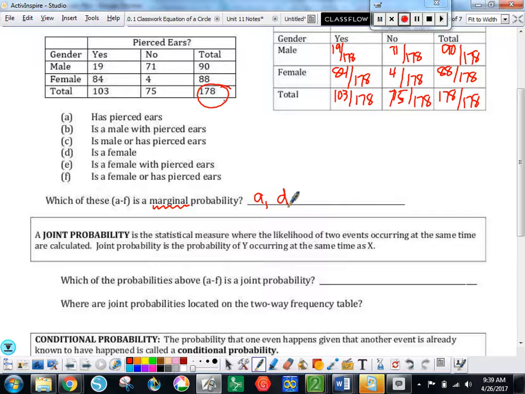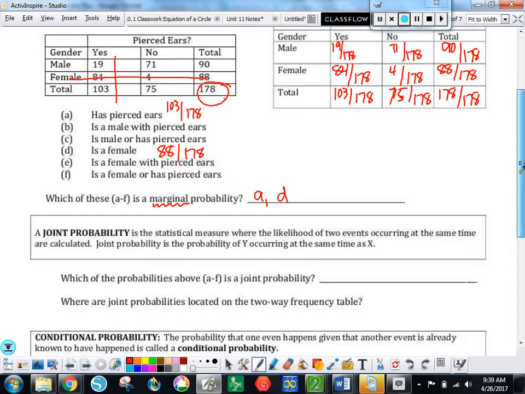So those are the only two that would be a marginal probability. If I wanted to find the probability that someone has pierced ears, I go to the yes column and it's the 103 out of the 178. So I'm just looking at the yes column, the total. Now I want to find the probability that someone's female. I'm only looking at the female category, so it would be 88 out of 178.